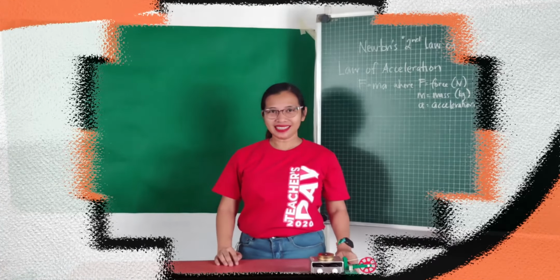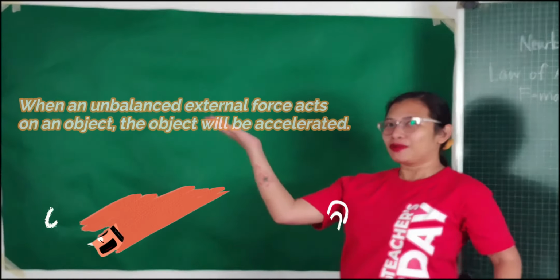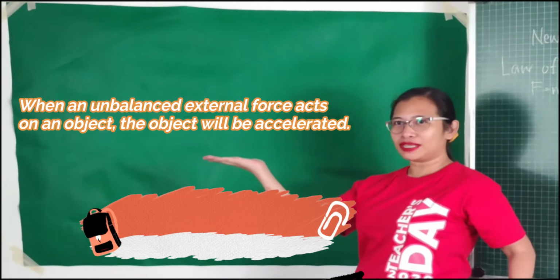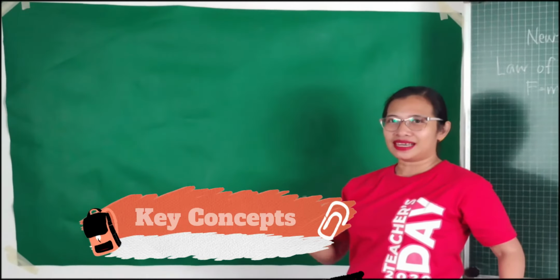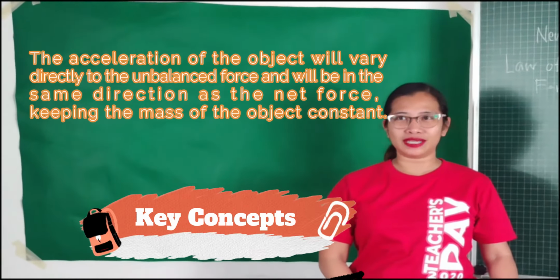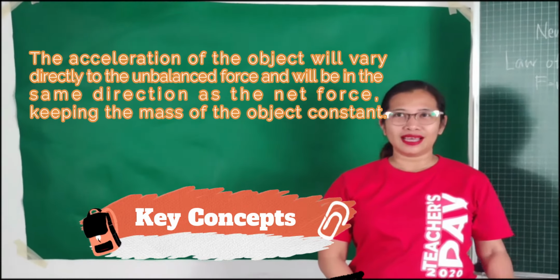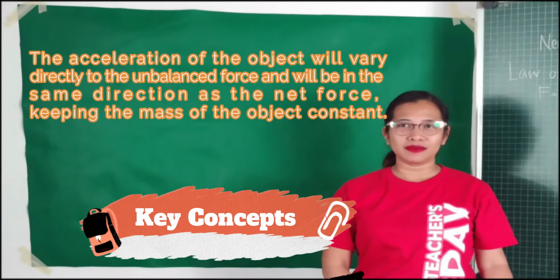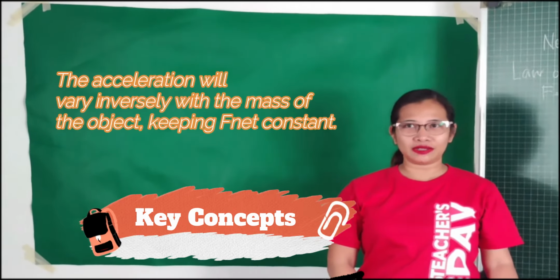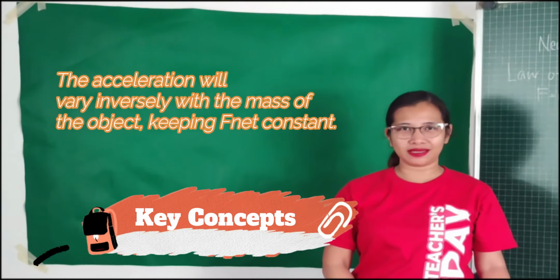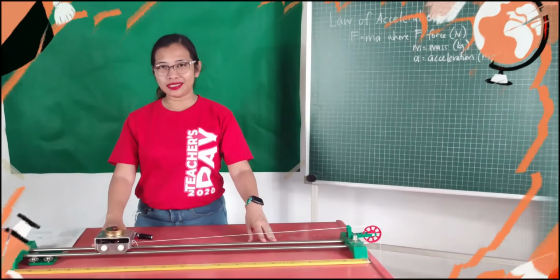Para sa ating key concepts ngayong araw, when an unbalanced external force acts on an object, the object will be accelerated. The acceleration of the object will vary directly with the unbalanced force and will be in the same direction as the net force, keeping the mass of the object constant. Lastly, the acceleration will vary inversely with the mass of the object, keeping F net constant. This is Newton's second law of motion.